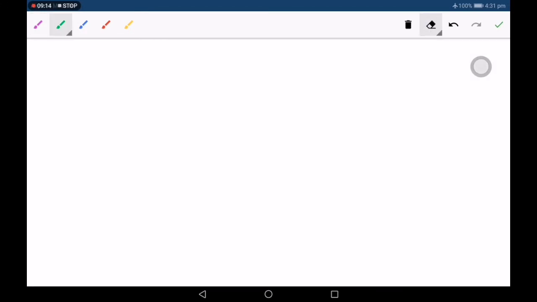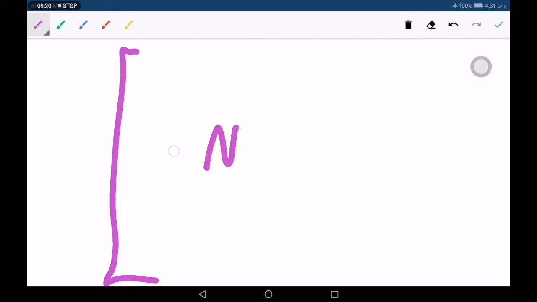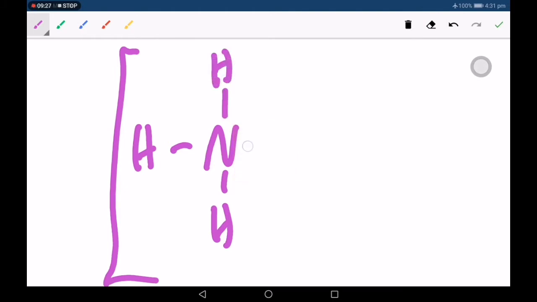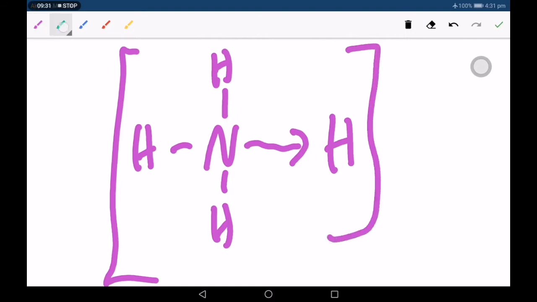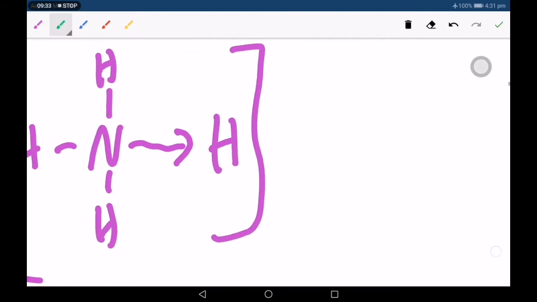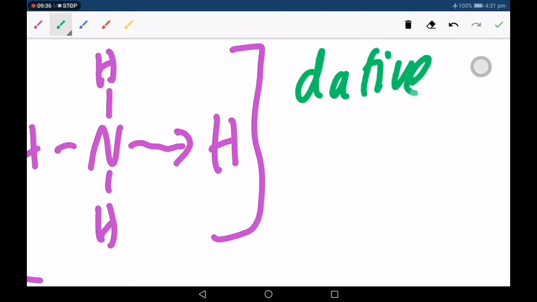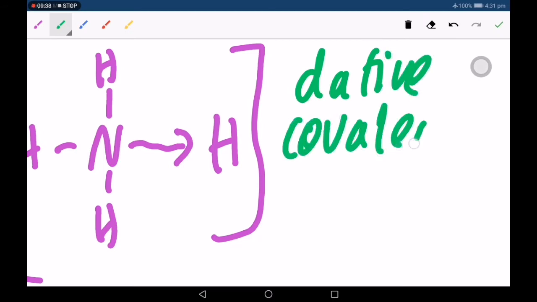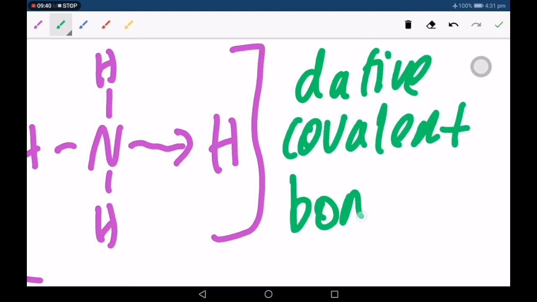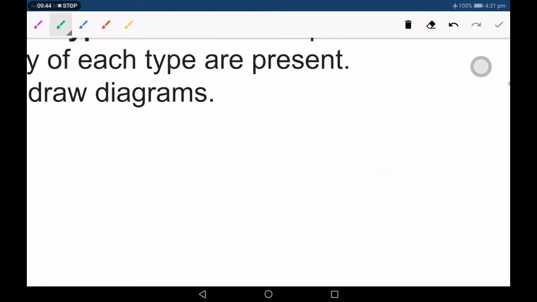Actually, they said that you can draw diagrams, so I assumed they asked us to draw that. So you can just draw N and H and an H and another H. I'll put the normal three H's there, and I'll put an arrow towards the H. This signifies the dative covalent bond. So you must remember.